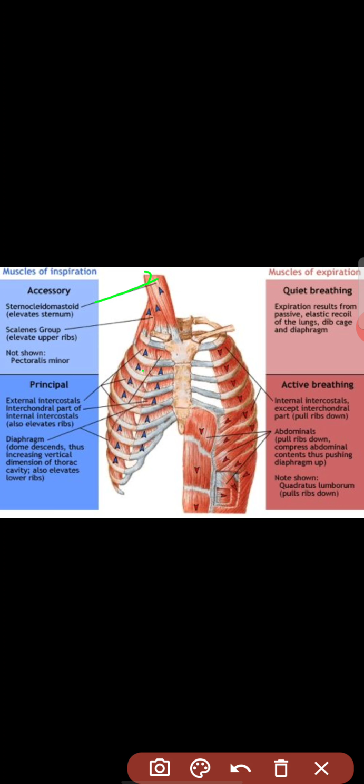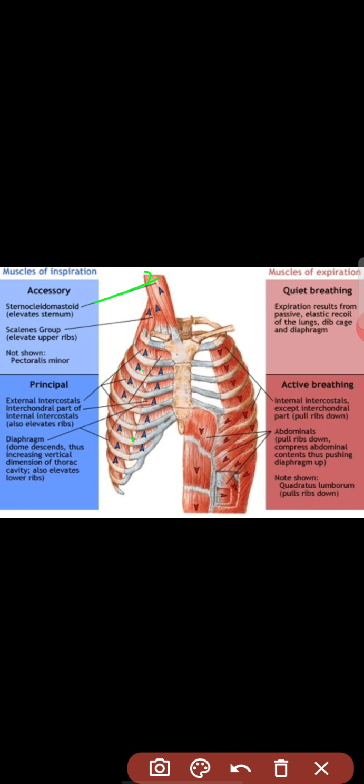Other than that, there is another group of muscles, the scalene group of muscles. These muscles elevate your ribs, which also increases the surface area of the pleural cavity. Another muscle is pectoralis major, which pulls your ribs and helps to gain the maximum space within the pleural cavity.